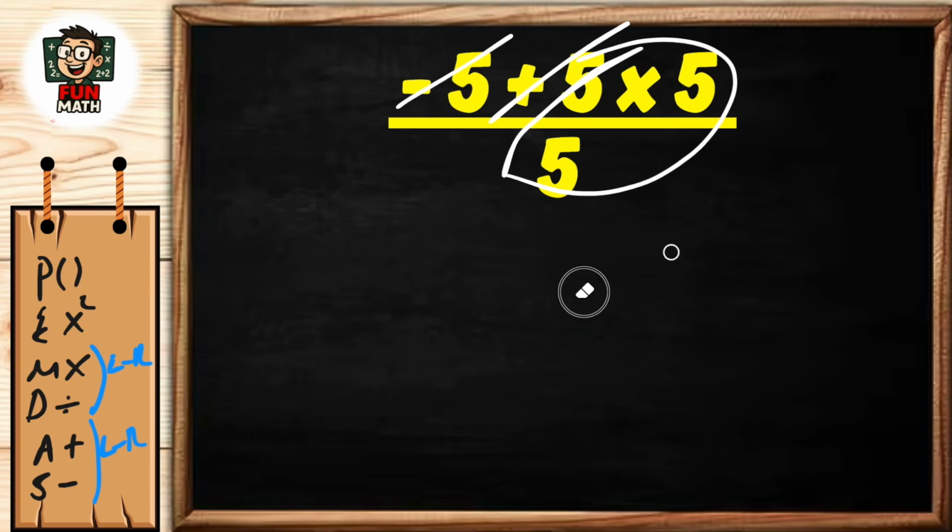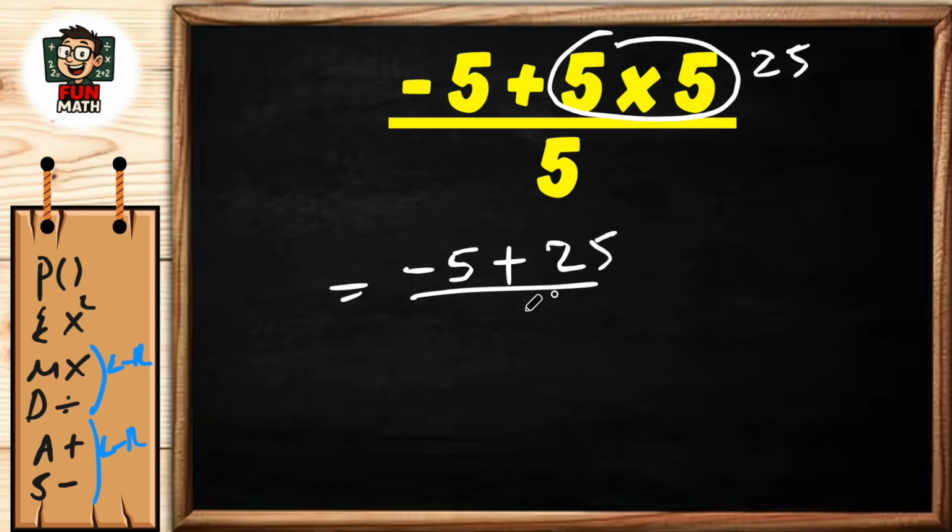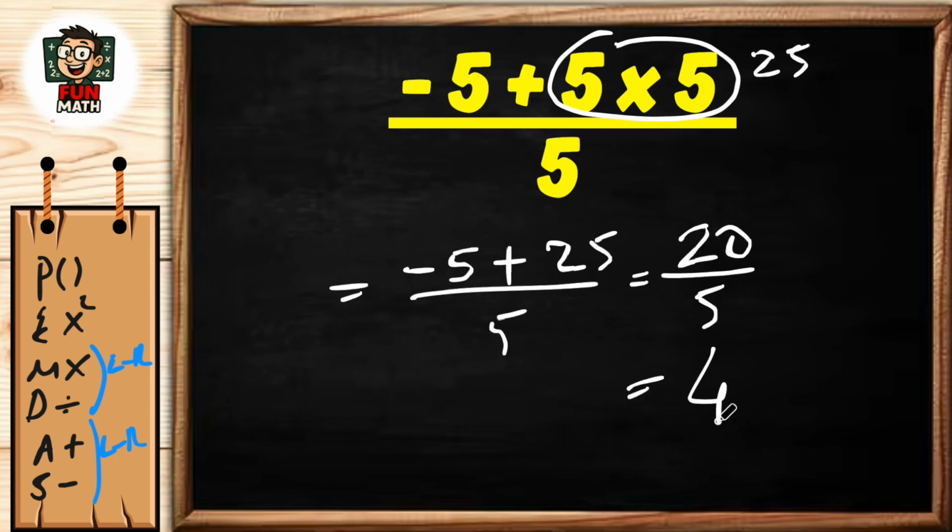Okay, let's apply this rule to our equation. This fraction bar represents division. The upper part of the fraction is done first. First, multiplication. 5 times 5 equals 25. Then -5 plus 25 equals 20. Finally, division. 20 divided by 5 equals 4.